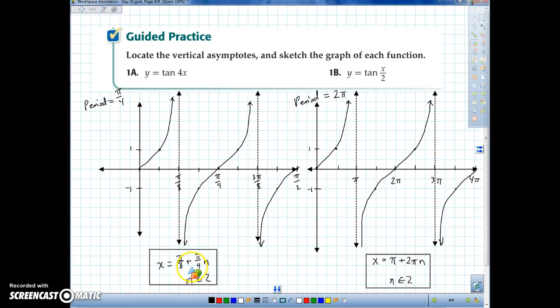Hope this helps you with your understanding of tangent. Just remember, if you do have a multiplier, that these outputs will be stretched vertically.